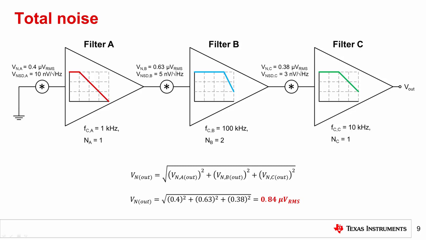However, you might wonder how this compares to a simulated example using actual component values. Several assumptions were made regarding the filter order and bandwidth of each stage to reach the results shown on the slide, which begs the question, how close are these approximations to the actual system noise?